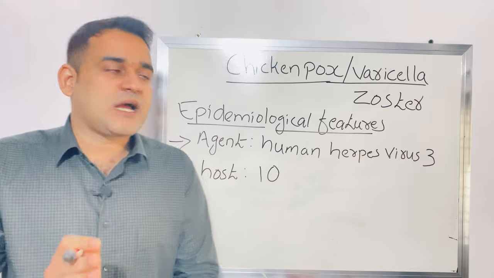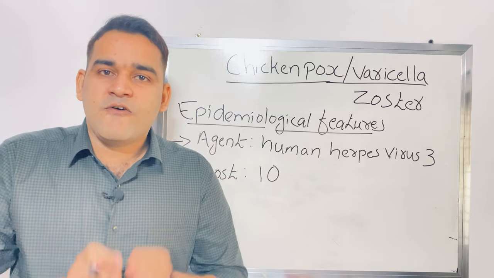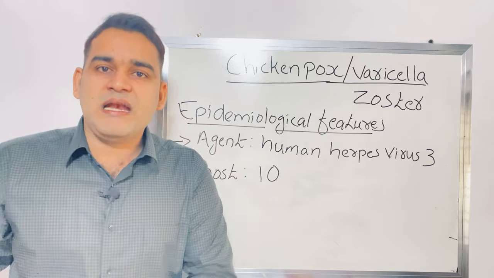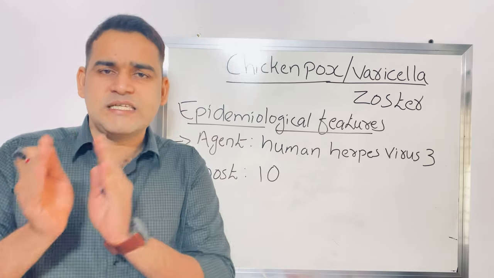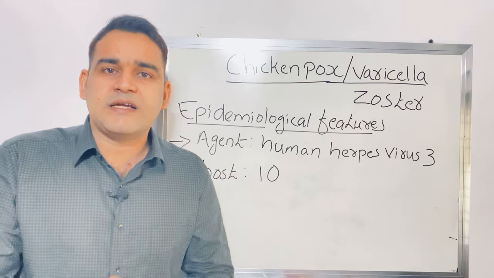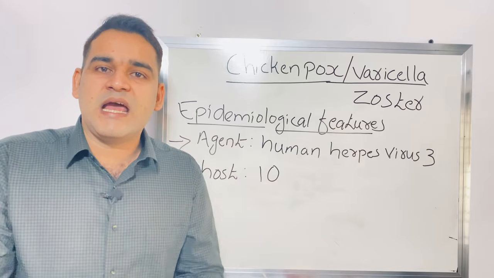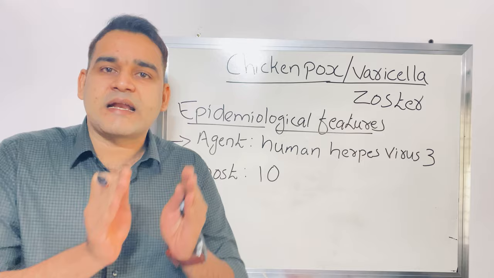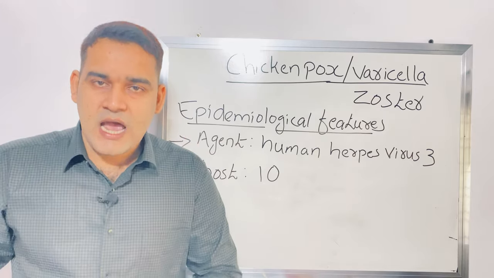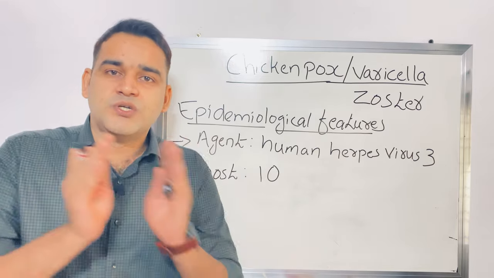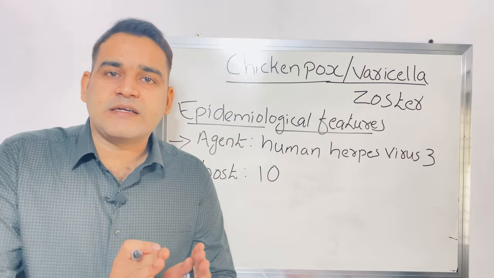And the last one coming under the epidemiological features is environment. In India, it is mainly seen in the first 6 months, from January to June, mainly January to May. Overcrowding, where people are living in a congested area, will increase the transmission of the disease. So overcrowding may favor the transmission of chickenpox. That is the environmental factor.